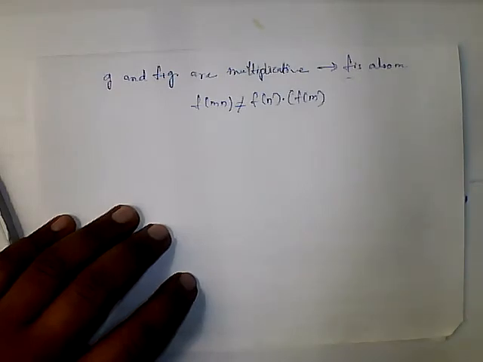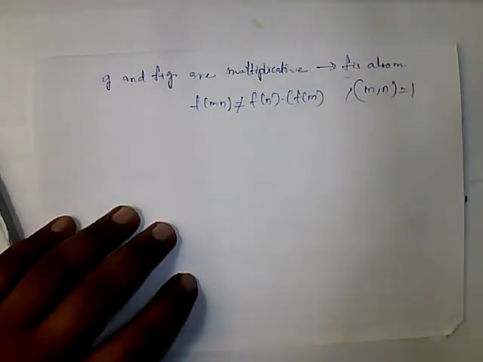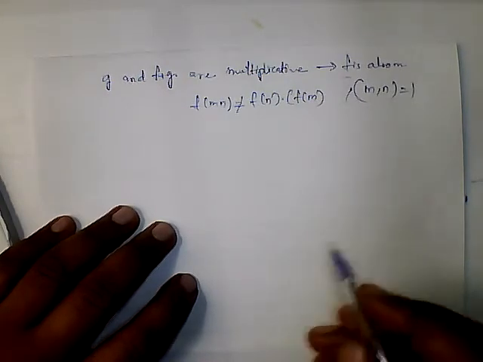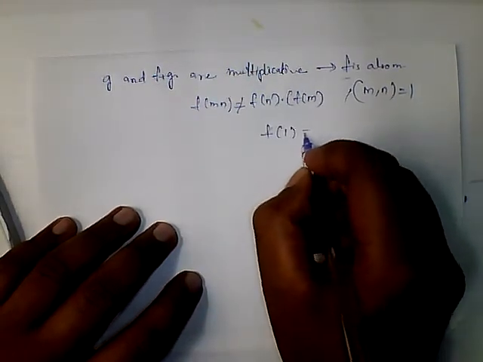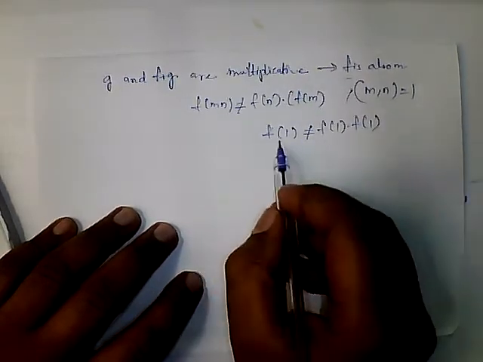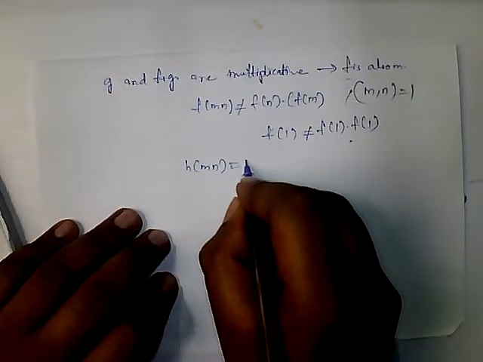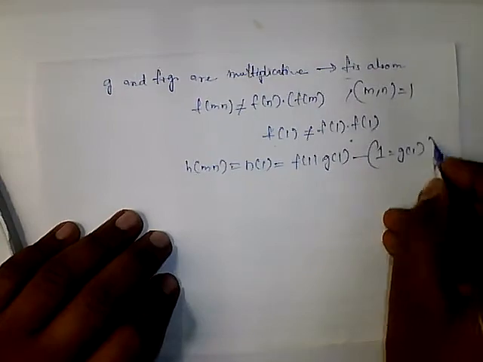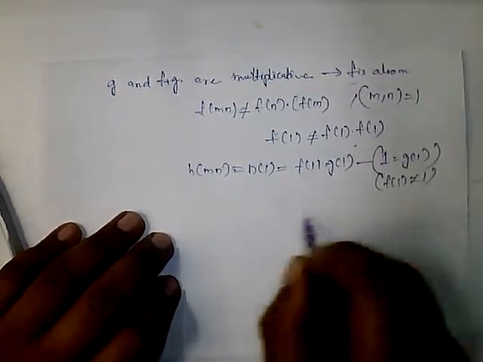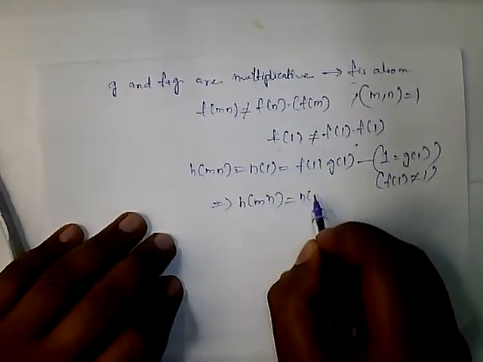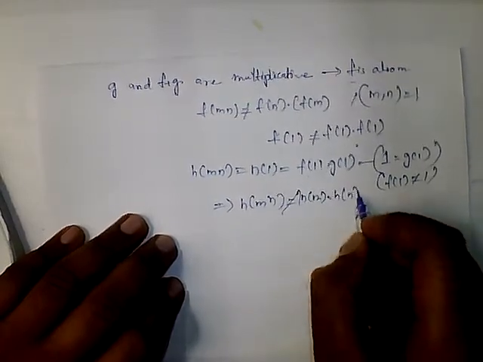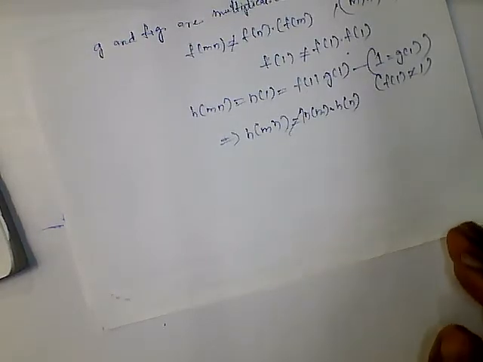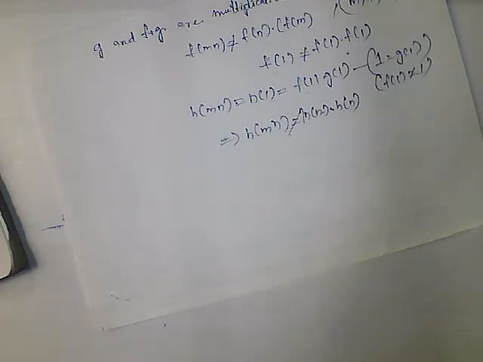That means f of m into n is not equal to f of m times f of n, even though m comma n equals 1. For example, consider this: since f of 1 cannot be equal to 1, it will not be equal to this. For example, h of mn, considering h of 1, is f of 1 into g of 1. Since g is multiplicative, we get 1, and f of 1 is not equal to 1. From this it implies that h of mn is not equal to h of m into h of n. Now this condition is contradicting the theorem, by assuming that the values of m and n are greater than 1.